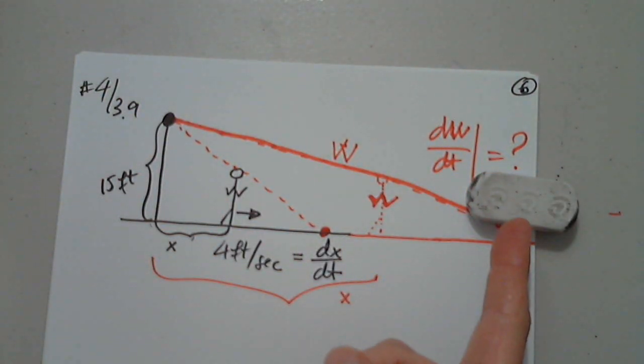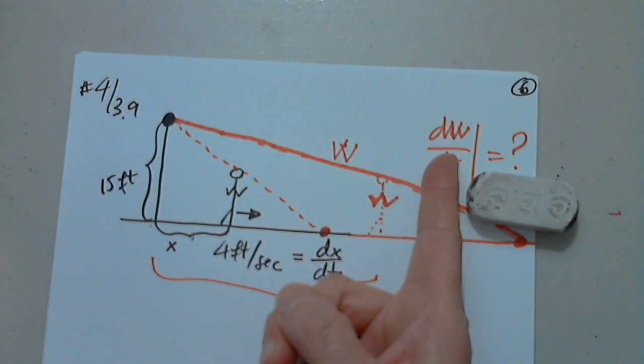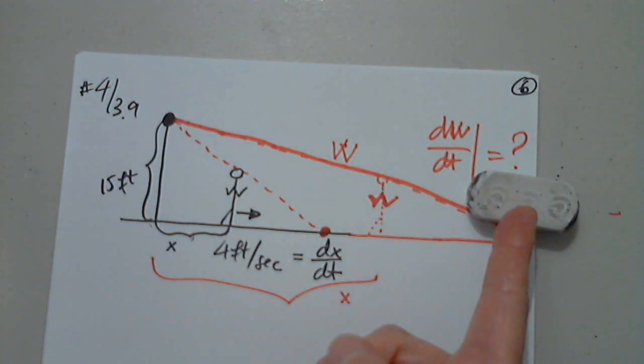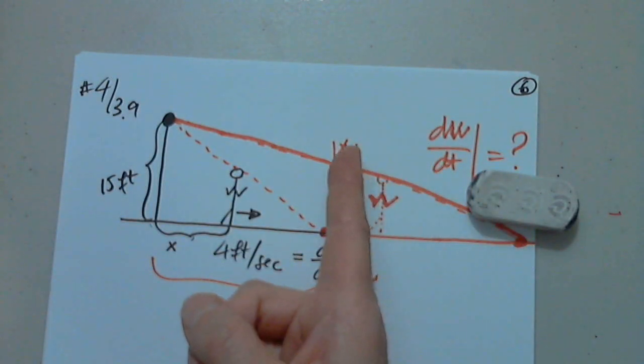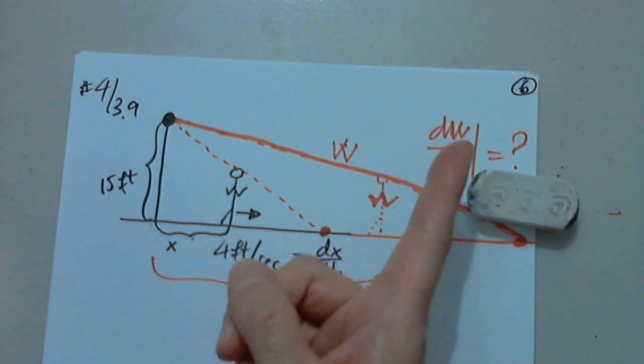I can't plug in if I don't have W and I don't have it differentiated, and then I can plug in. So this means nothing. I have to find W, and I have to find the derivative of W, and then I plug it in.